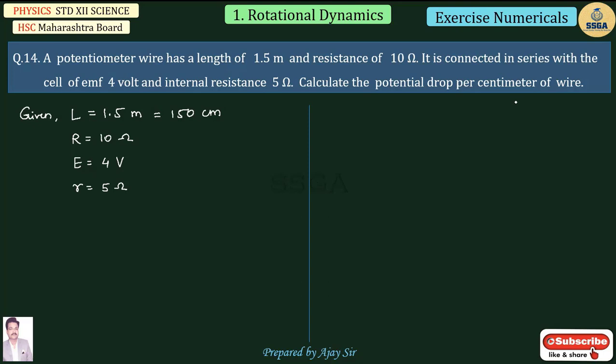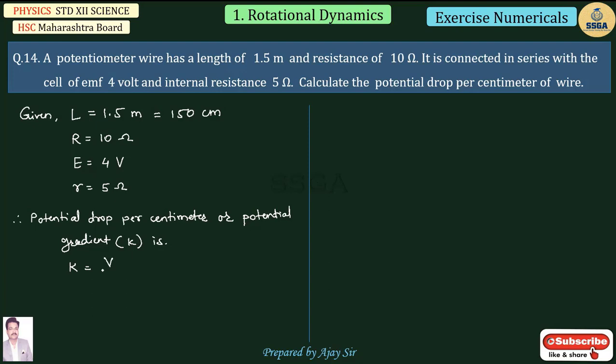So for this purpose, let us use the formula: the potential drop, or potential gradient, of a wire, that is potential drop per centimeter, that is K, is equal to V by L. So potential gradient means potential per unit length.